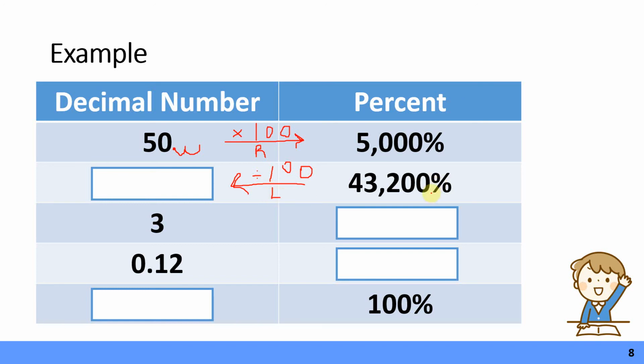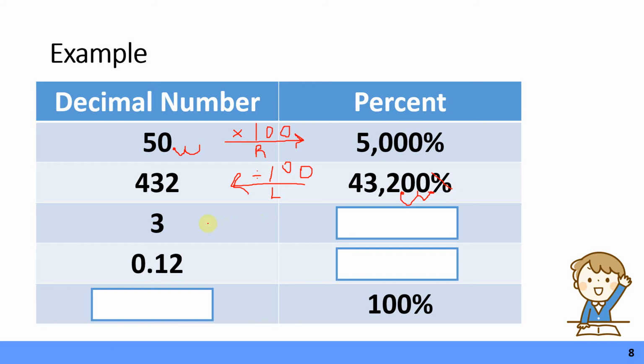Right, so here again, we have no decimal. You put the decimal at the end. We move it twice to the left, and you drop the percent sign, right? Because we're talking about decimals. So the decimal for this one is 4.32. All right, so hopefully you already got the gist of it.